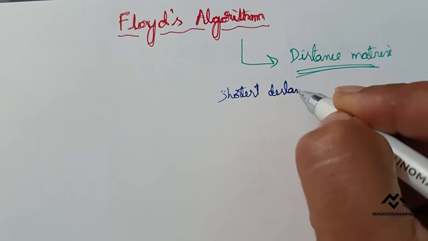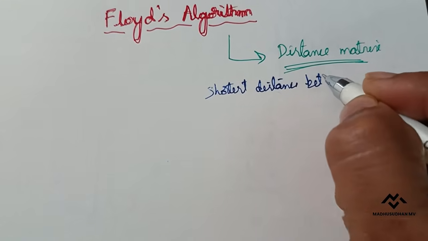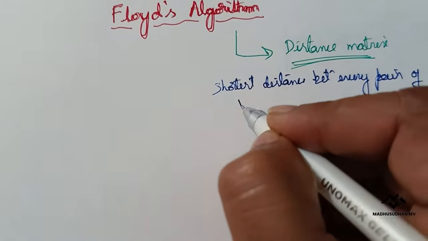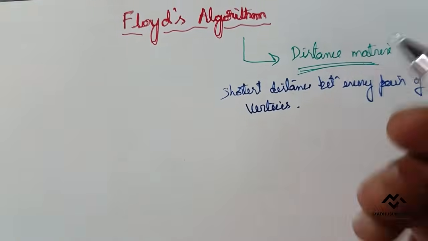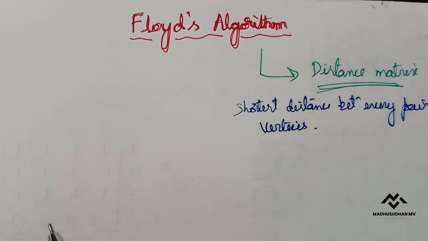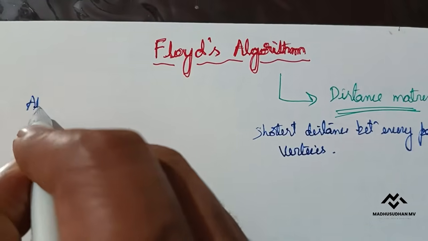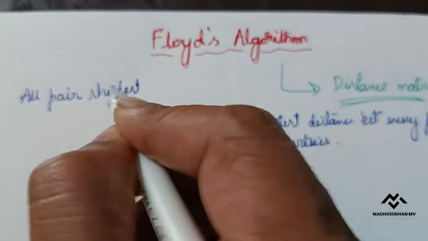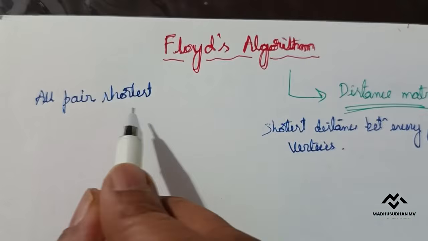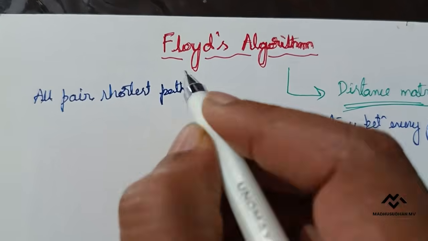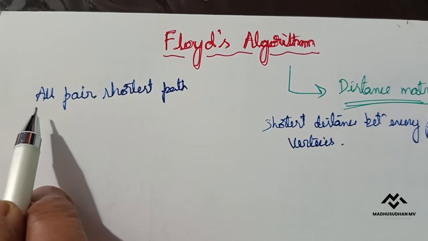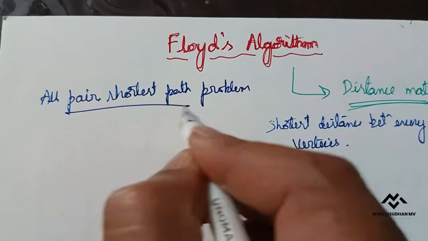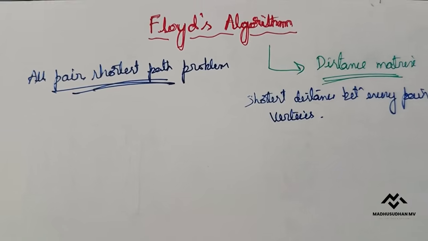Shortest distance between what and what? Between every pair of vertices. Between every pair of vertices, we need to find the shortest path. So this Floyd algorithm is used to address the all pair shortest path problem. That means for the given graph, we need to find the shortest path between all the pairs. Hence this problem is called the all pair shortest path problem. For this problem, we use Floyd algorithm to find the shortest distance.